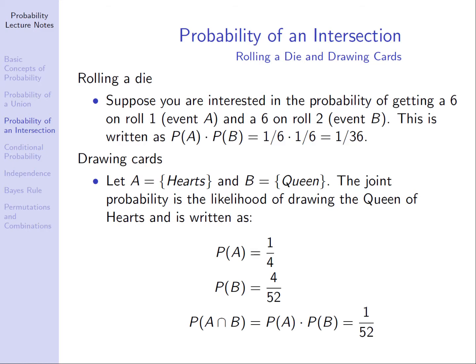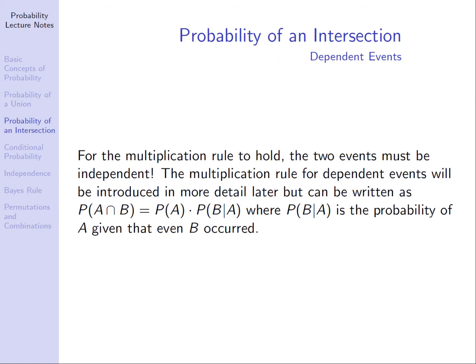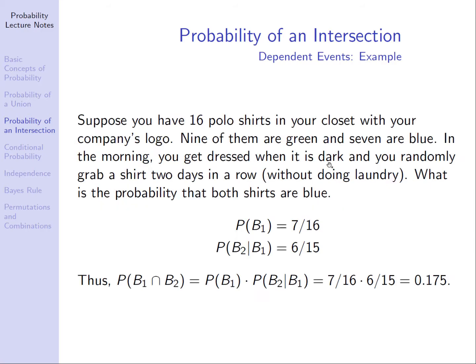Note that for the multiplication rule to hold, the two events must be independent. Now, if we are talking about two dependent events, and we are going to introduce this a little bit in more detail later, we have to slightly modify the equation. Now, suppose that you have 16 polo shirts in your closet with your company's logo on.